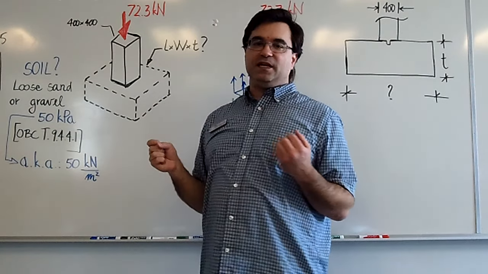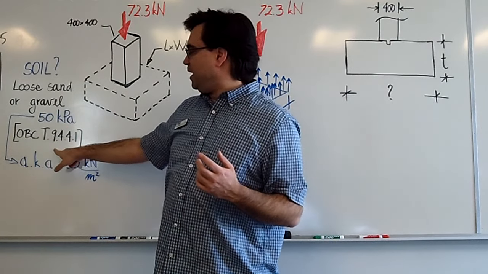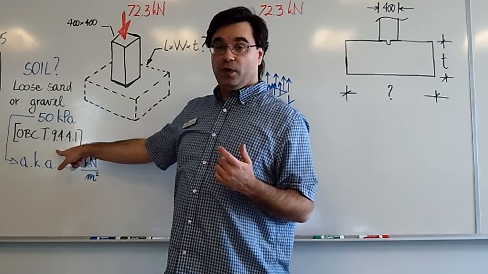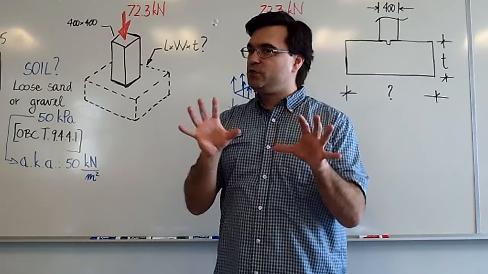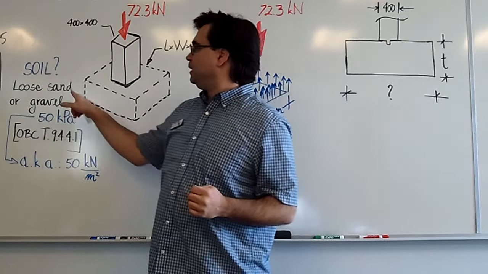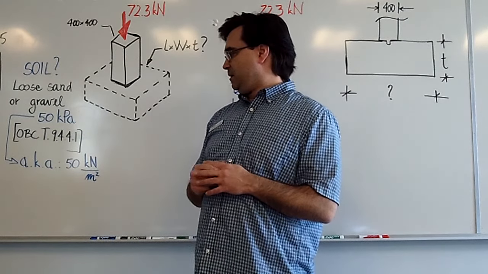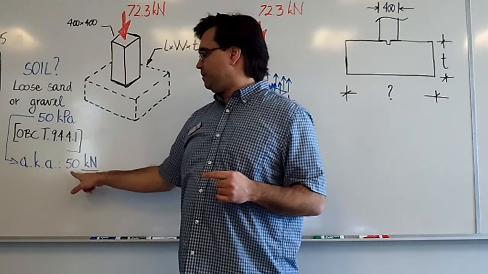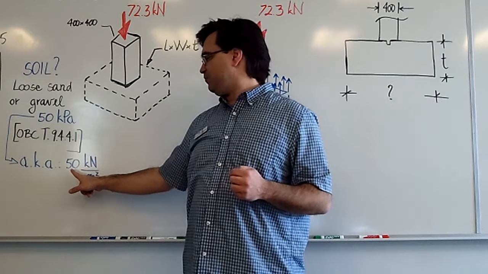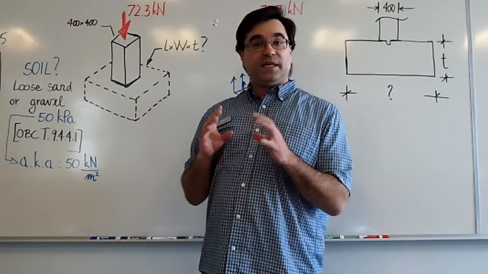And the soil in this case, I picked one. I went to Table 9.4.4.1 of the Ontario Building Code. Again, we're using Part 9 for this example, a simplified method. Loose sand or gravel. The bearing capacity of that soil from this table is 50 kPa, which is another way of saying that the bearing capacity of this soil is 50 kilonewtons per meter squared, because that's what this is.